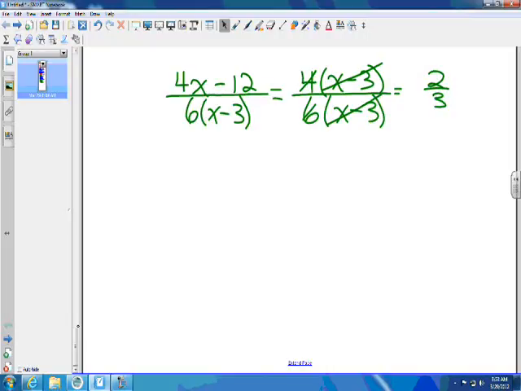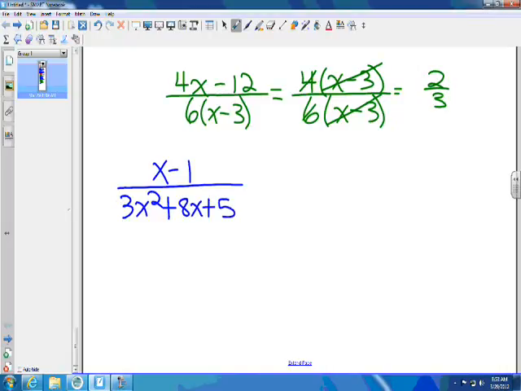x minus 1, this will be our last one, over 3x squared plus 8x plus 5, plus x minus 1 over 12x plus 20.